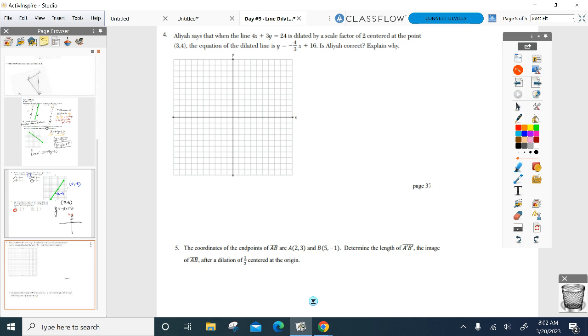All right, I need you guys to try one out on your own here. So go ahead with Aaliyah here, number 4. She's going to dilate that line by 2. There's your center of dilation, (3,4). And she's like, I think my new line's going to be negative 4/3 x plus 16. Correct or incorrect? So graph, get it in y equals form, graph it, see where (3,4) is, and then we'll make a determination if she's right or wrong.